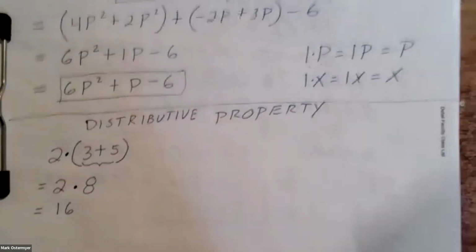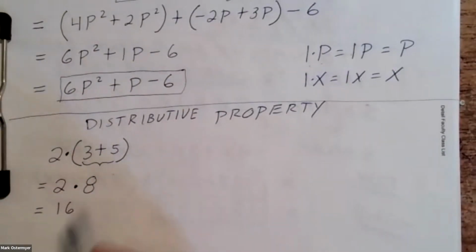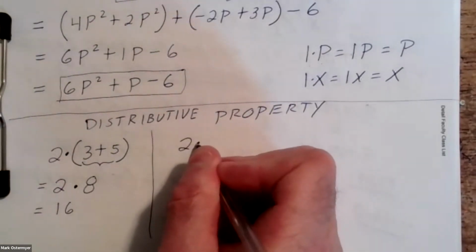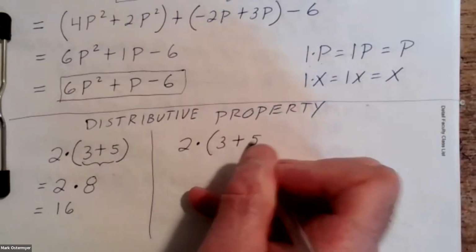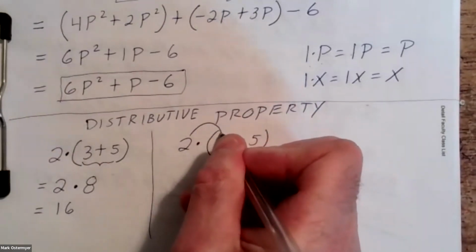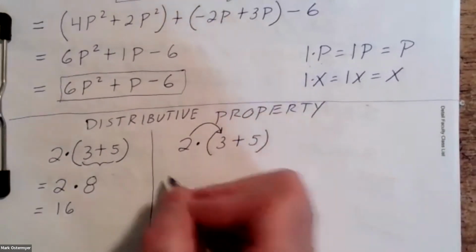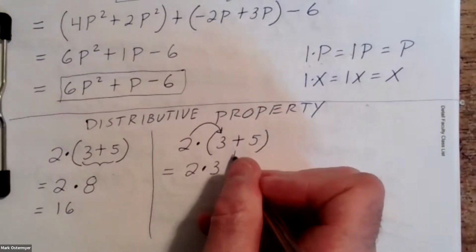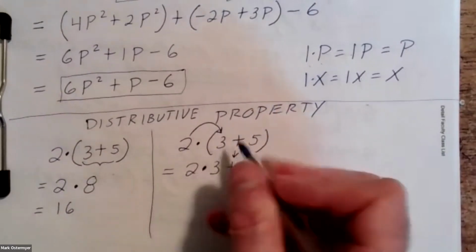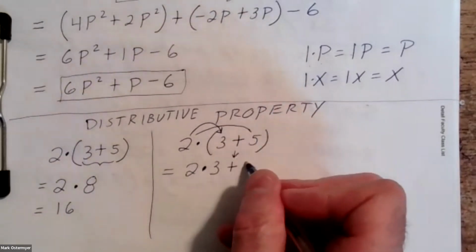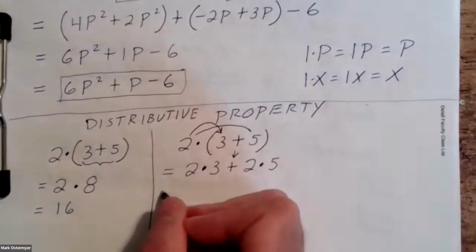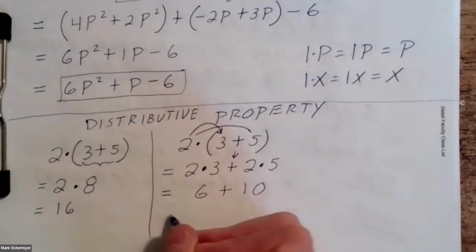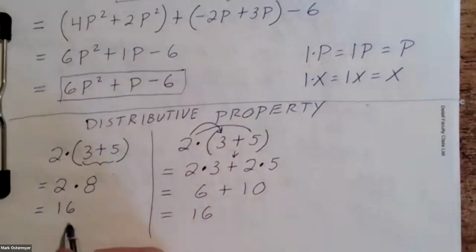All right. You know, there's another way we could have got our answer of 16. It's called the distributive property. So another way we could have got 16 is we could have taken this factor of 2, and we could have multiplied it in or distributed into both these terms in here. So I can say 2 times 3 plus, and then I can take the 2 and multiply it by the 5. 2 times 3 is 6. 2 times 5 is 10. And then 6 plus 10 is 16. And we get the same answer.